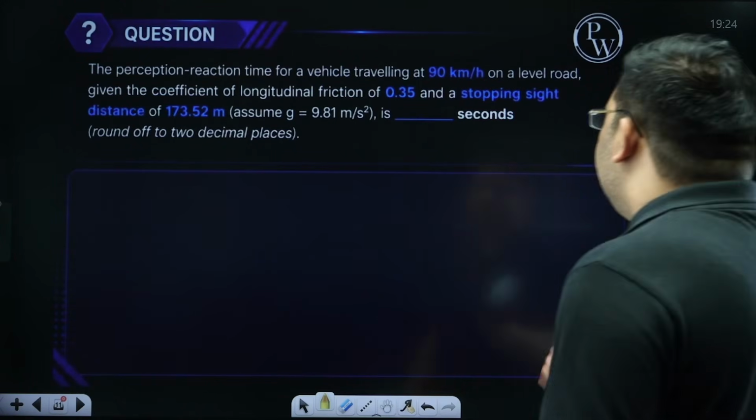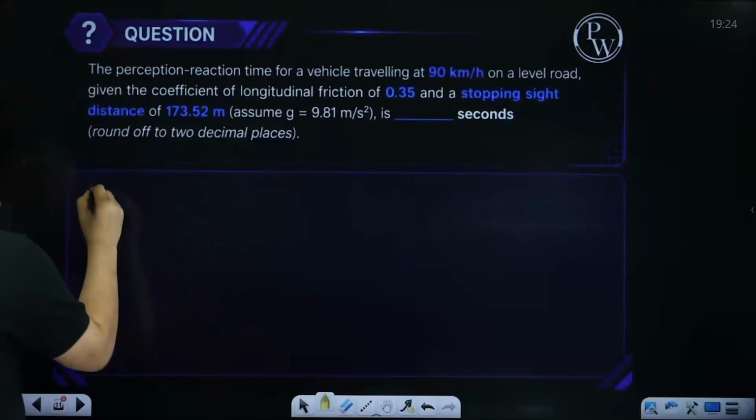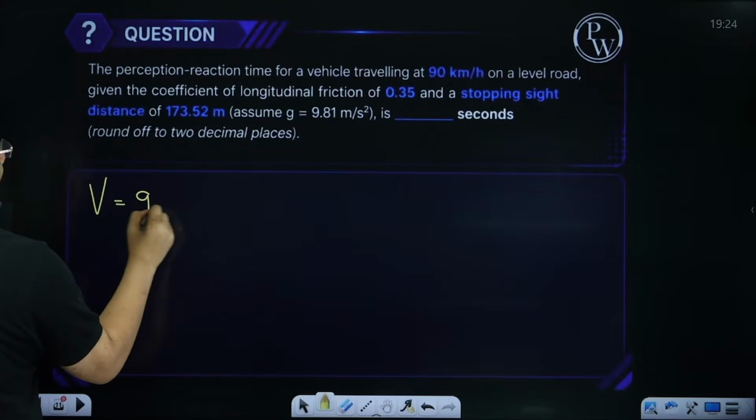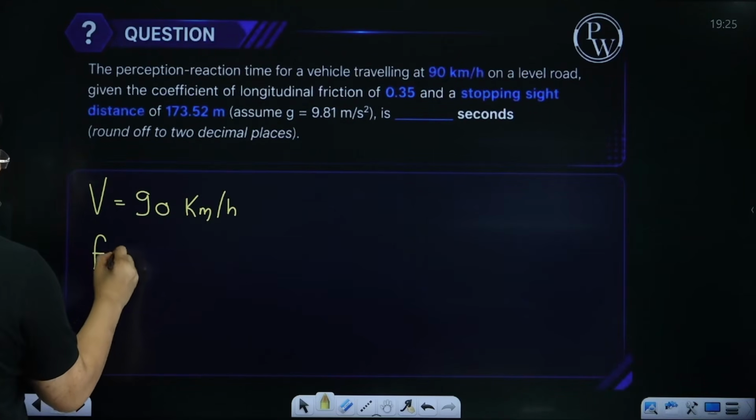They have asked for the reaction time. They have given the speed. You see what is written? The vehicle is traveling at 90 km per hour. The speed is given. Okay. The coefficient of friction is given as 0.35.